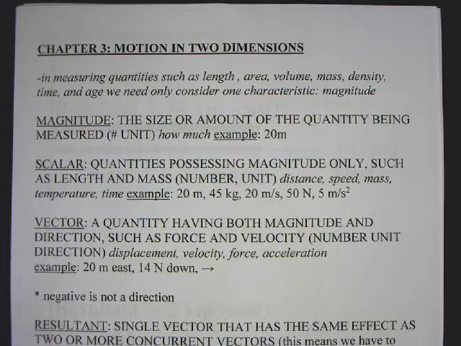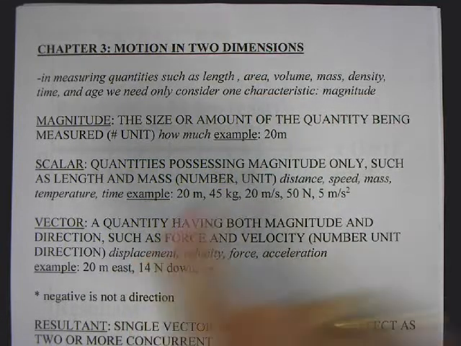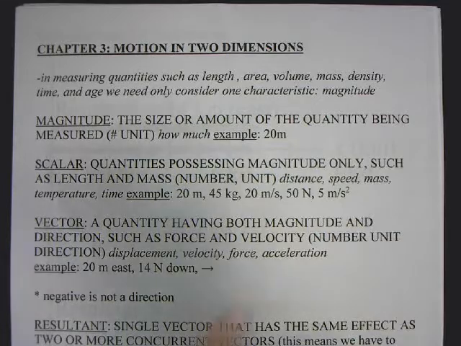So scalar quantities have magnitude only. A scalar quantity is something that just has a number in a unit: distance, speed, mass, temperature, time. A vector quantity has both magnitude and direction. Some things have to have a direction associated with them. The ones that are similar yet different: distance and displacement, speed and velocity. Force has to have a direction. Acceleration has to have a direction.